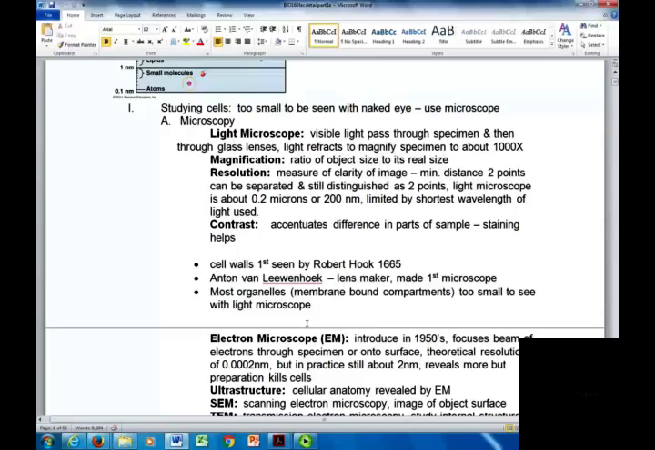You can see the cell membrane. You can see the nucleus, a lot of times the nucleolus, the genetic material, whether it be chromosomes or in the form of chromatin, and that's about it.